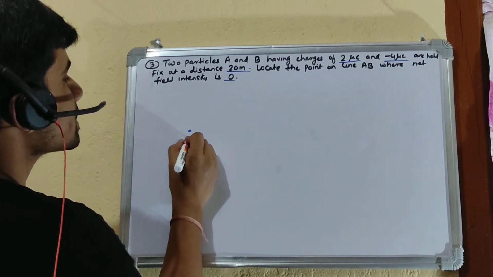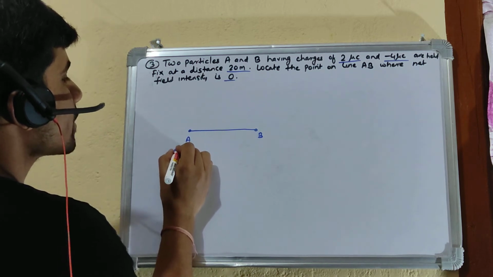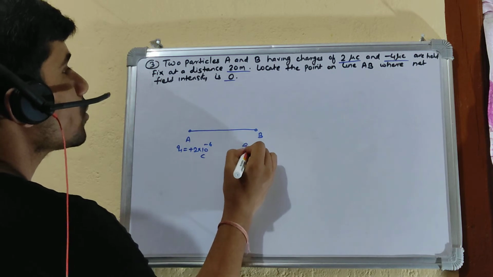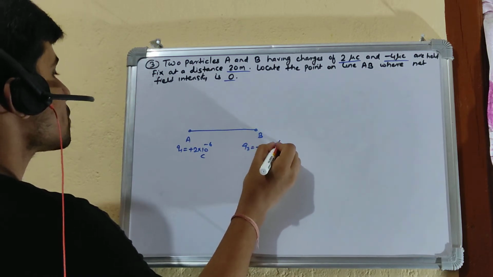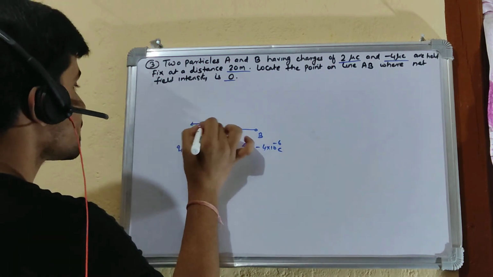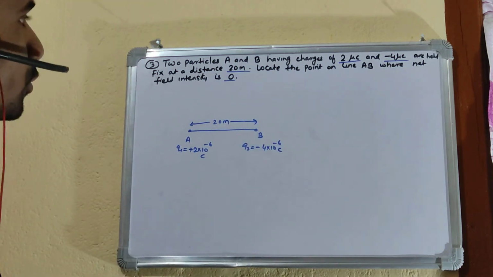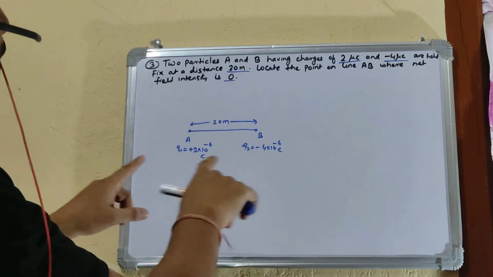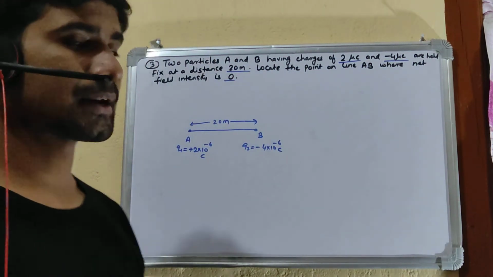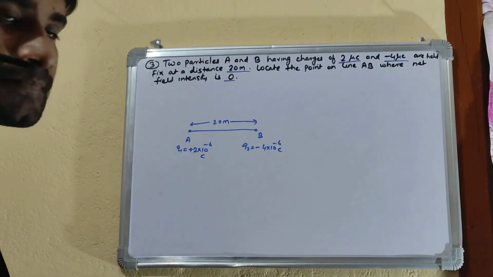So there are two charges at point A and point B. Let's say Q1 equal to plus 2 into 10 to the power minus 6 coulomb, and Q2 equal to minus 4 into 10 to the power minus 6 coulomb, right? These are the magnitudes of the charges, and the distance is 20 meter. Now we need to find on this line AB at which point the electric field intensity is 0, right?